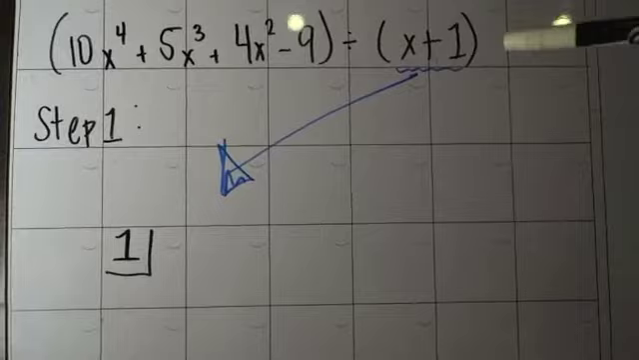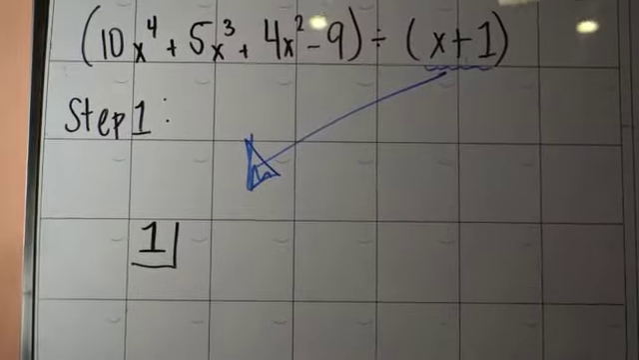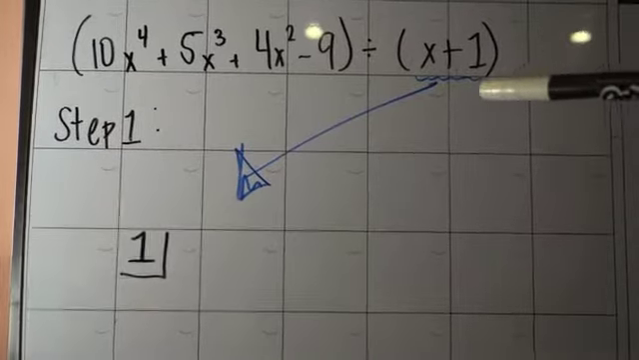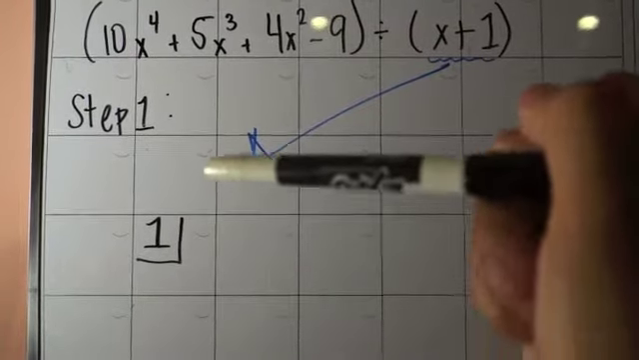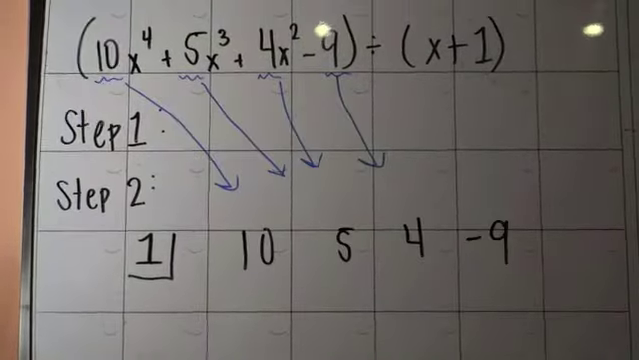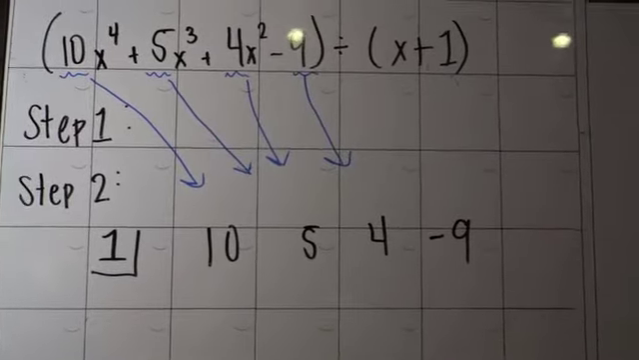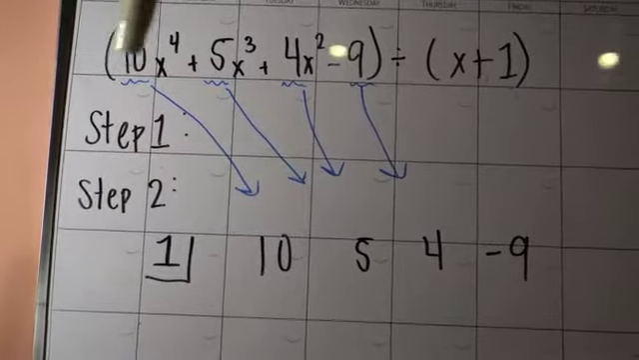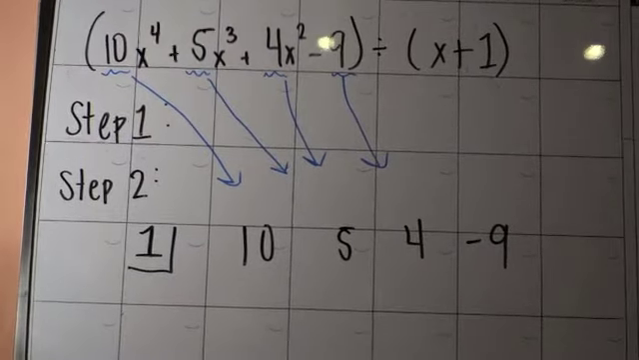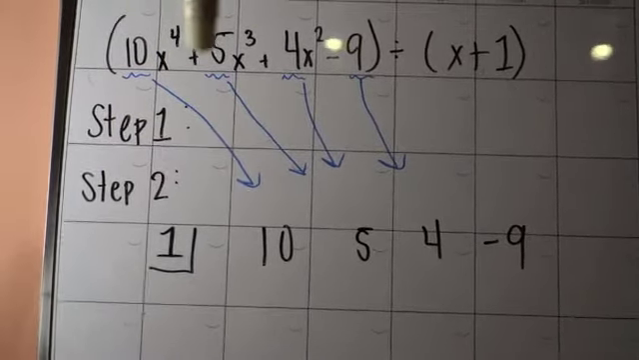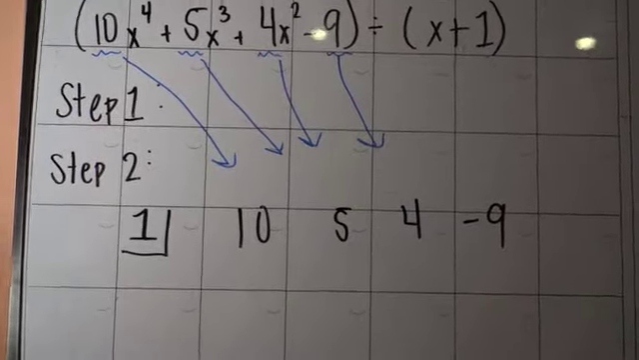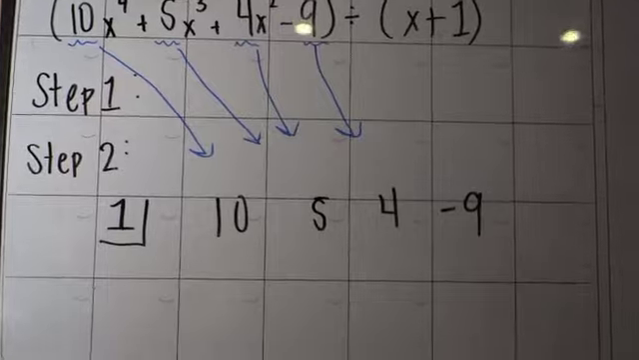Step 1, you basically want to take your remainder that's located here and isolate it in its own little box. Step 2, you just want to drop down the rest of your numbers and don't include the exponents or anything like that. Just drop down 10, 5, 4, and -9.